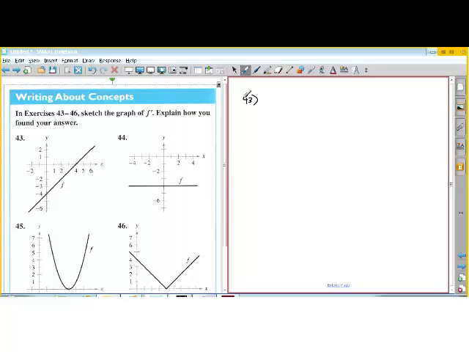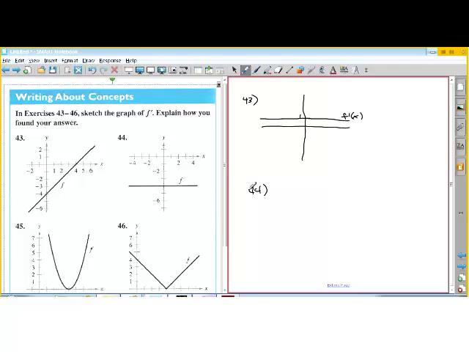Okay, problem 43. Sketch the graph of f prime. Explain how you found your answer. So 43, the slope is the derivative, f prime is the slope of this line. And it's got a positive slope. And if we go over 4, we go up 4. 4 divided by 4 is 1. So this is just going to be a horizontal line at y equals 1. So f prime of x looks like that.